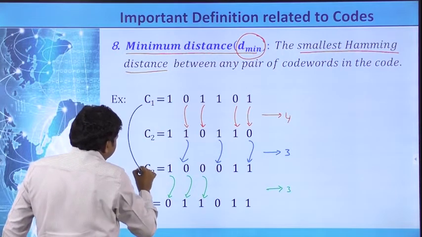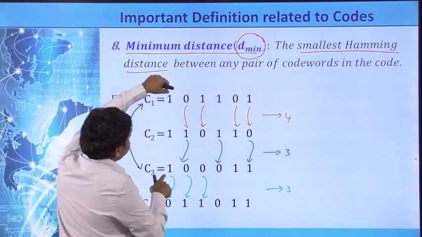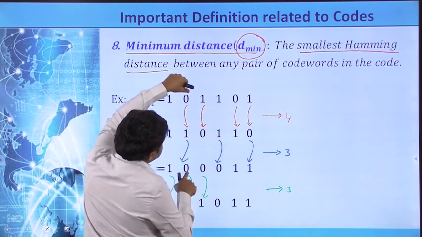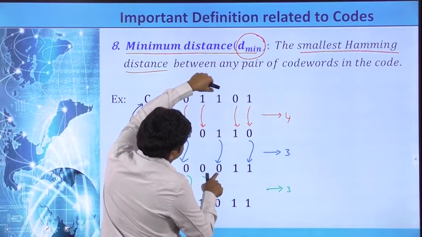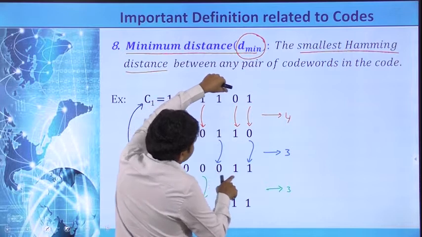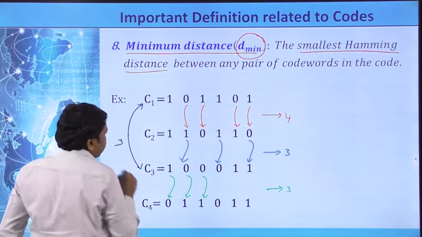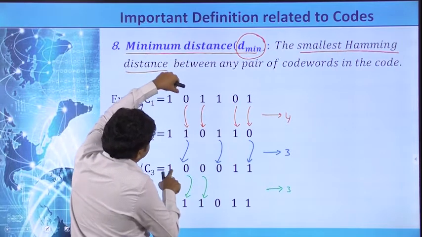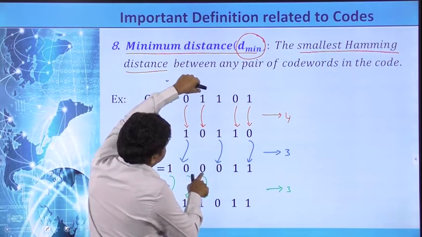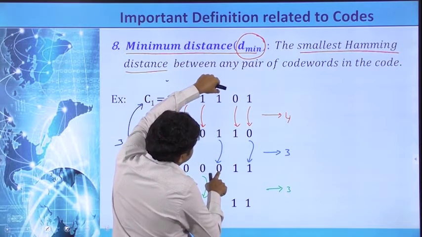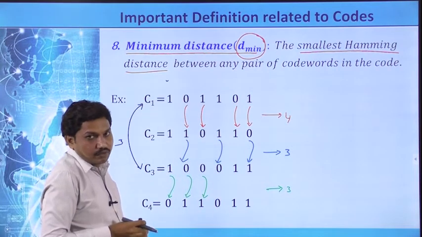Now, what is the Hamming distance between C1 and C3? You can see carefully. The first bit is not changed, second also not changed, third bit is changed, fourth one also changed, fifth one also changed. So the Hamming distance between C1 and C3 is 3.